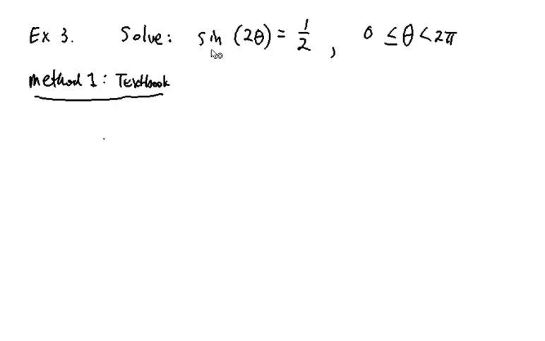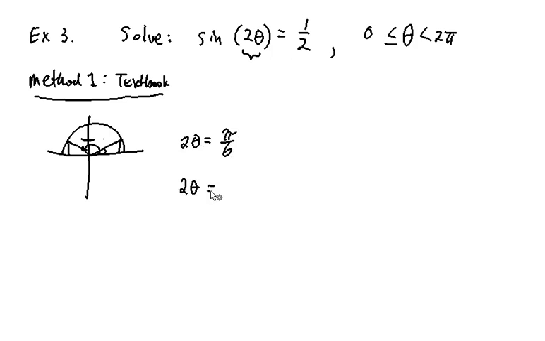What they do is they say, well, since sine of 2 theta equals 1/2, that angle must be pi over 6 or 5 pi over 6. Since I know that sine is 1/2 at pi over 6 and 5 pi over 6. So 2 theta must be equal to pi over 6, or 2 theta must be equal to 5 pi over 6. And that's true, right?